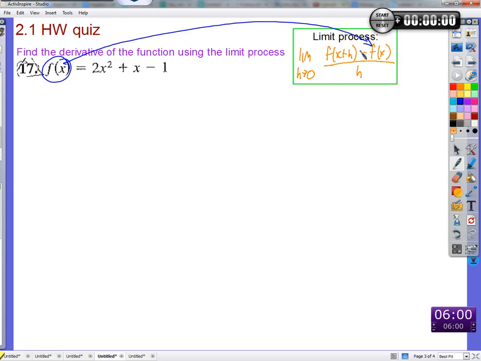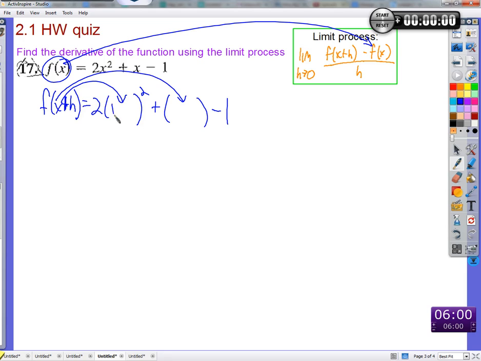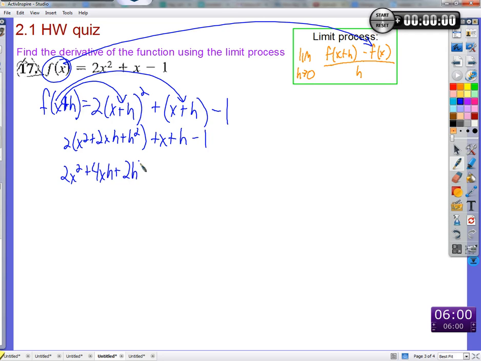We're always going to subtract f of x, but we also need f of x plus h. So we're going to plug x plus h into every x that we see. So 2 times x squared, okay, that's going to get an x plus h. Plus x, that's going to get an x plus h. Minus 1. Good job, Luke. 2 times x squared plus 2xh plus h squared plus x plus h minus 1, 2x squared plus 4xh plus 2h squared plus x plus h minus 1. All right, so there's f of x plus h.